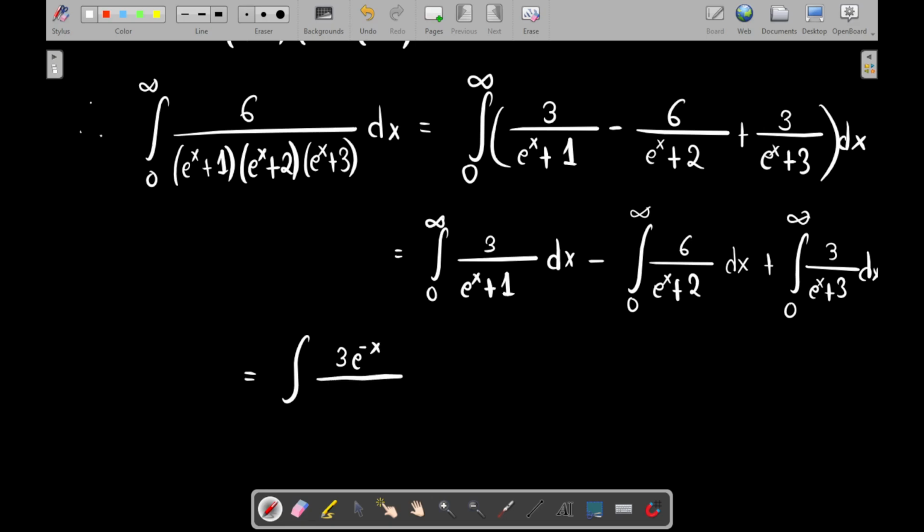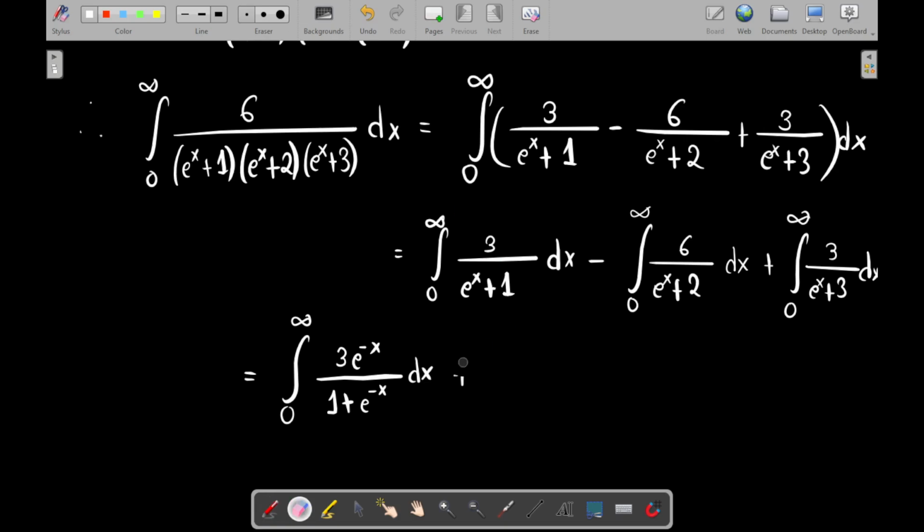And this will become e to the power x by e to the power x, so this will become 1, and this will become e to the power minus x, right? I've just divided both numerator and denominator by e to the power x for this first integral, 0 to infinity.